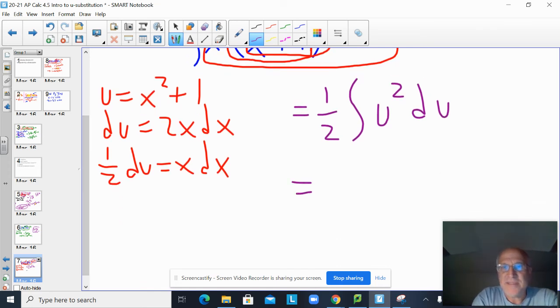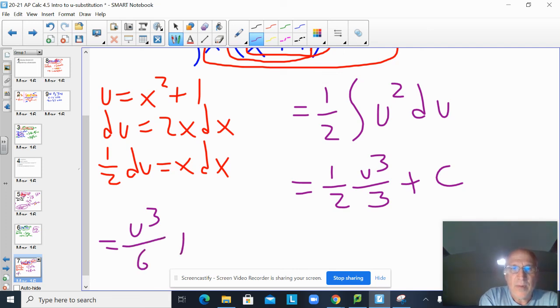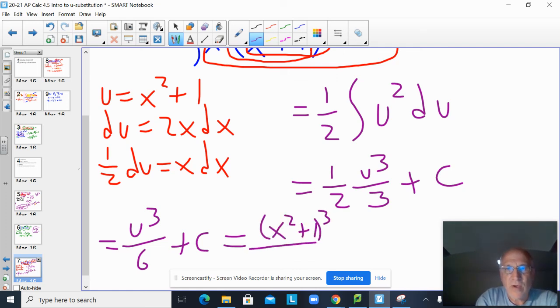Now I think I can run with this from here. This is now an antiderivative we know how to do. This would be 1/2 u to the third over 3 plus c. All I did was use the power rule there. I'll continue this over here. This becomes u to the third over 6 plus c. And then please, please don't stop there. Rewrite it in terms of x. And what did we call u? u was x squared plus 1. So my final answer is x squared plus 1, to the third, over 6 plus c.